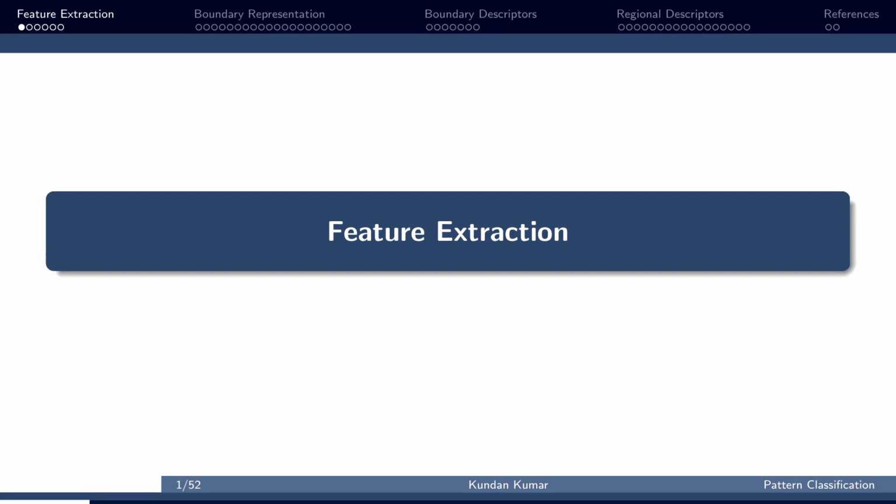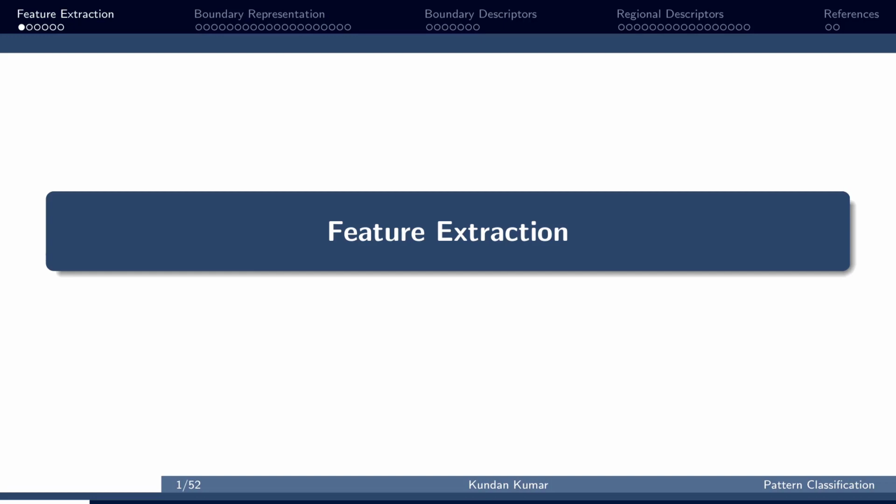In the last few lectures, I have introduced you to pattern classification systems and the design cycle, and we also discussed that feature extraction is an integral part of pattern classification. And that is our today's topic, feature extraction.